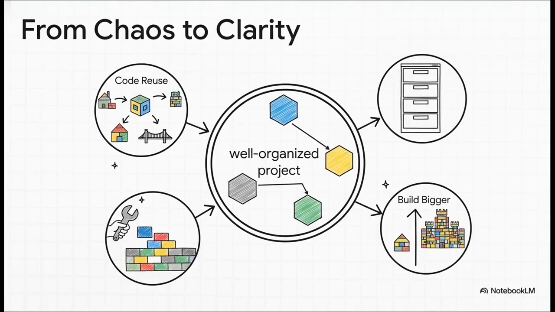When it all comes down to it, this is about moving from chaos to clarity. It's about writing code once and using it everywhere. It's about organizing your projects so they make sense. It means you can find and fix bugs so much faster. And the best part? It gives you the confidence to build bigger, more ambitious things without creating a giant mess.